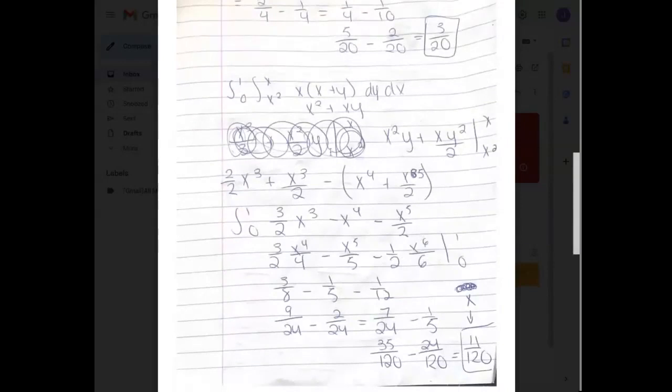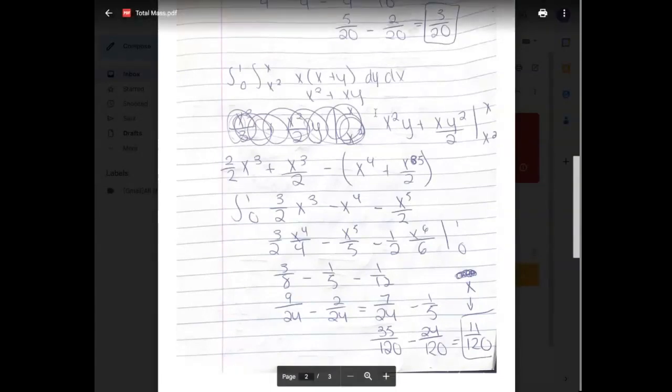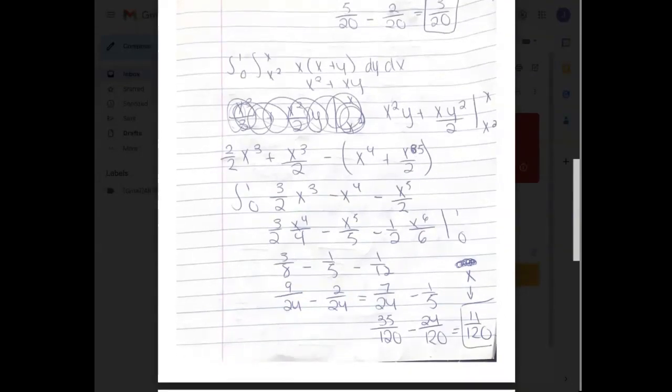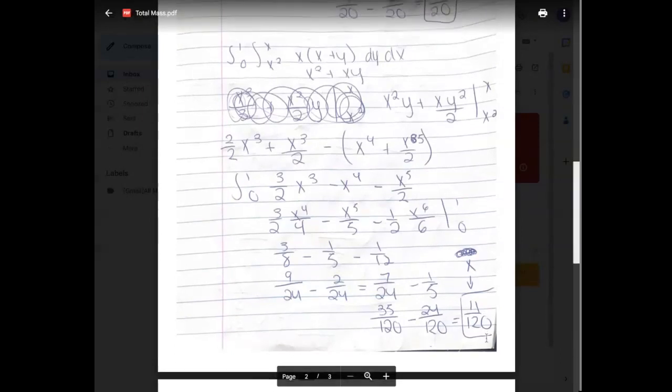And then I did the x component, the numerator first. So you do x times the mass density, and that's going to be x squared plus xy. And then the same process. I integrated with respect to y first, and then I integrated with respect to x, and I got 11 over 120.